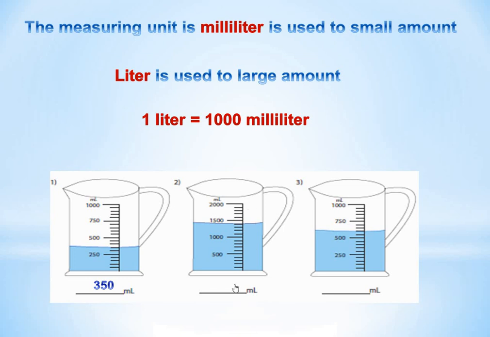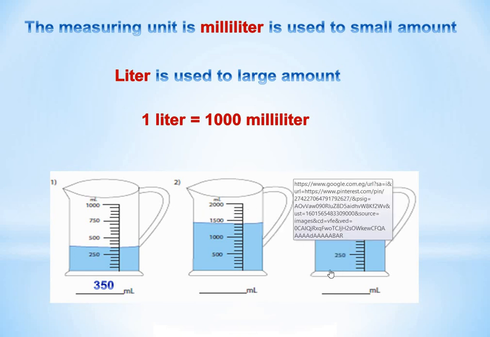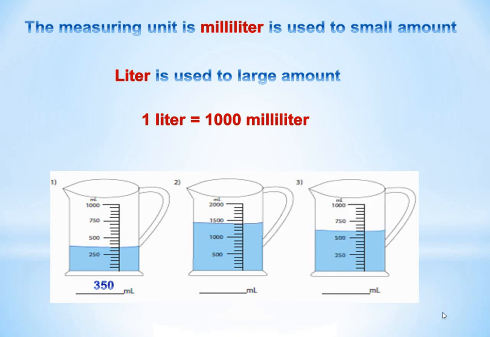Second one, this cup is graduated up to 2000 milliliters. Okay, if the cup is graduated up to 2000 milliliters, so we will skip counting by 100. We will skip counting by what? By 100. Okay, here the volume of the liquid it's 1500. No, we will skip counting back by 100, so it will be 1400 milliliters.